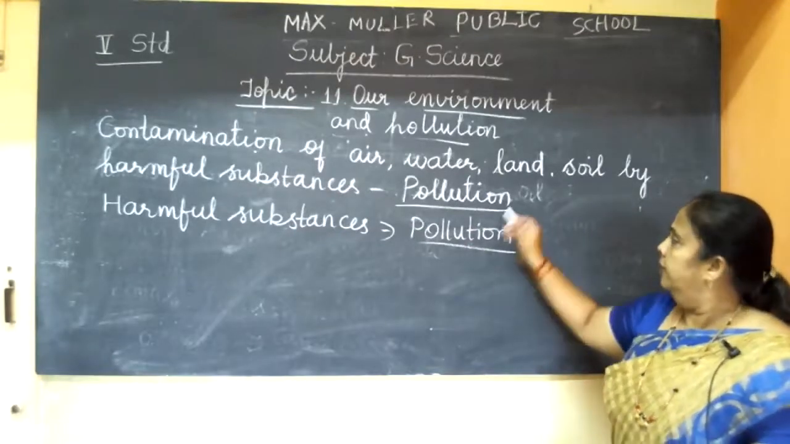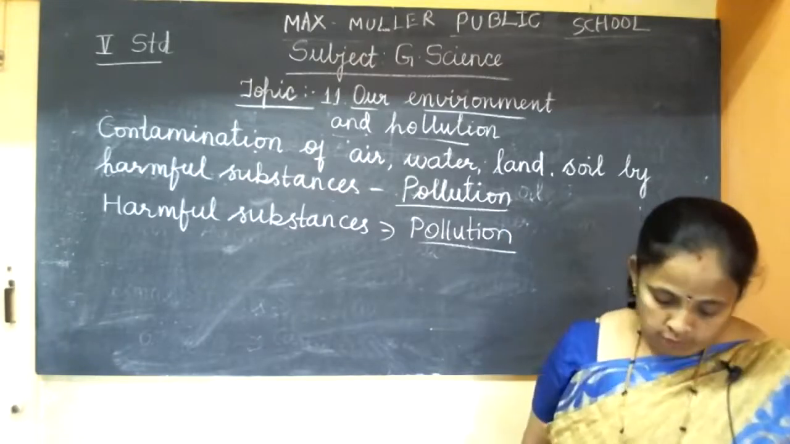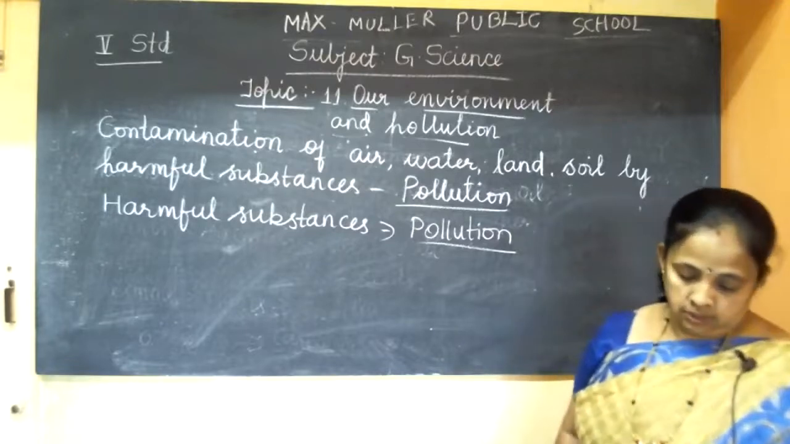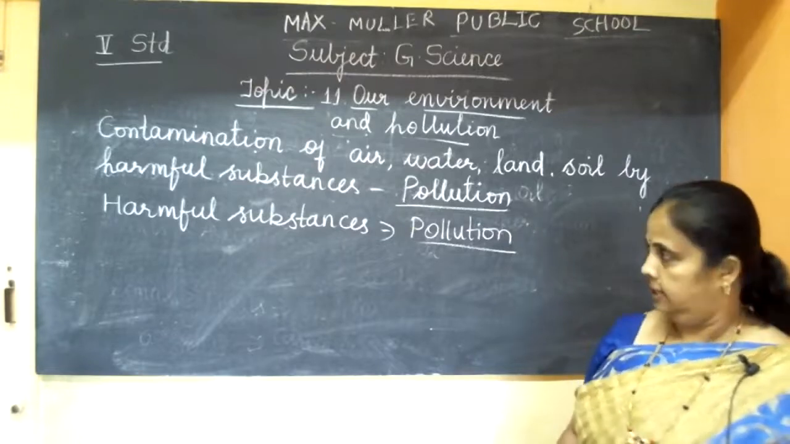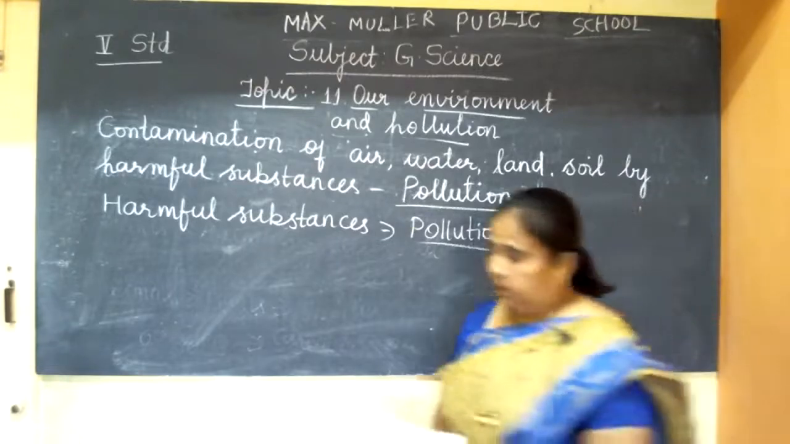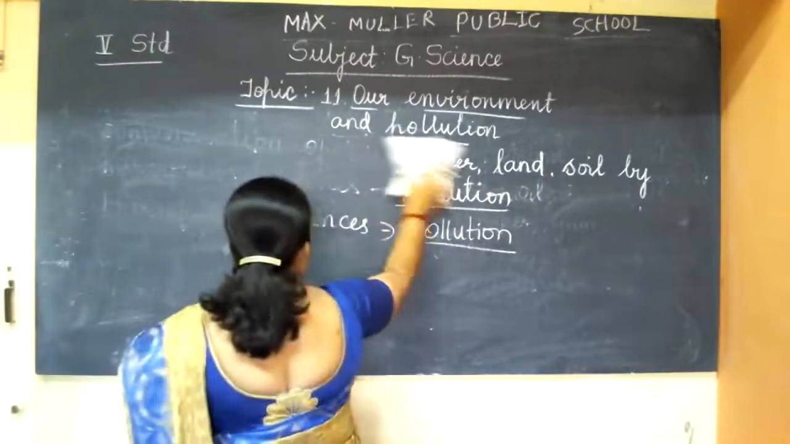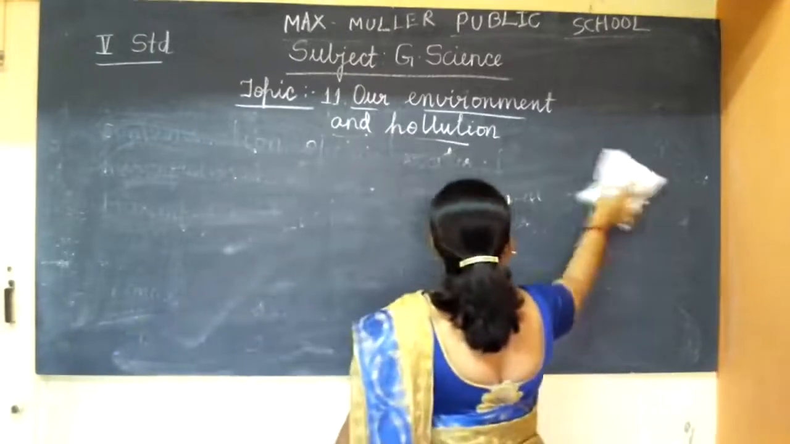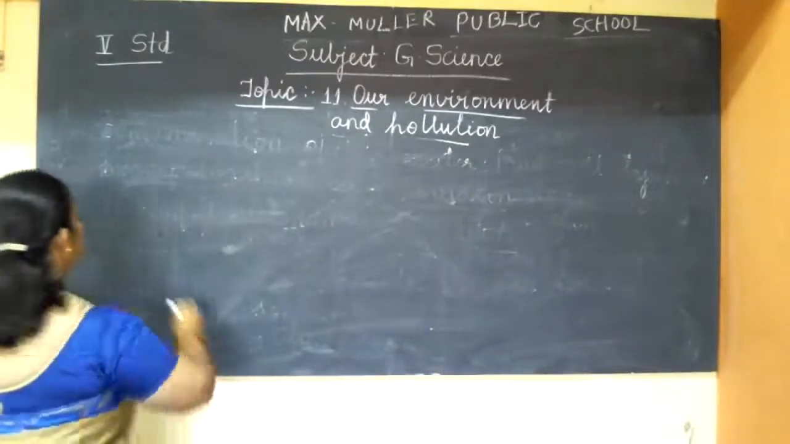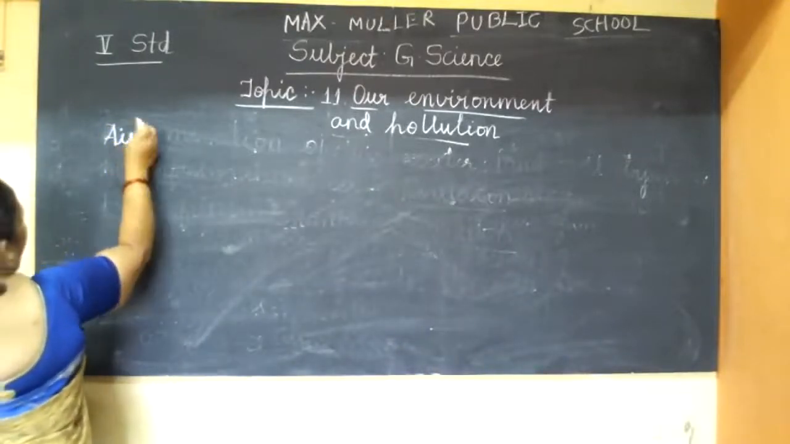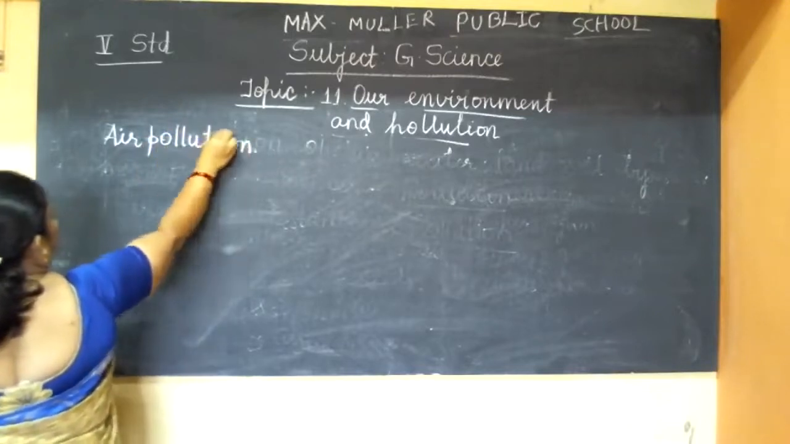Now when I talk about the word pollution, mainly we can talk about four types of pollution: air pollution, water pollution, noise pollution, and soil pollution. Today we'll study the first one, air pollution, how it is caused, and what all are responsible for it.